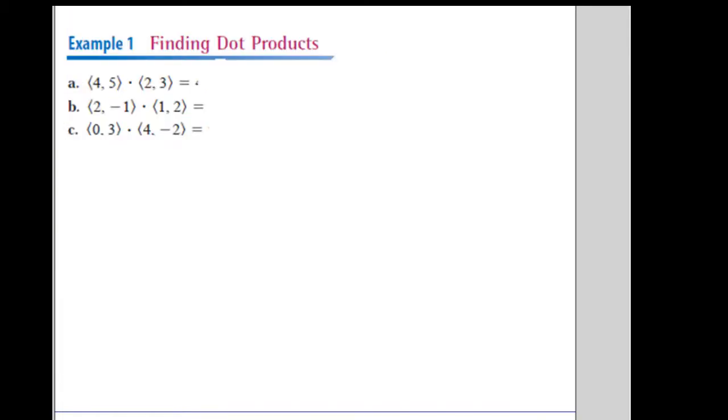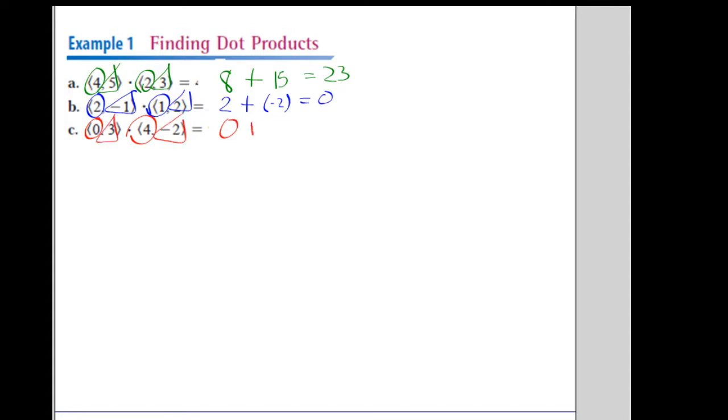All right, so let's take a look at some examples here. So just find the dot product. We just take the horizontal components, multiply those together, so 8. Add together the vertical components, 15, so we get 23. For B, multiply the horizontal components, add the product of the vertical components, we get 0. And for C, multiply the horizontal components, add the product of the vertical components.